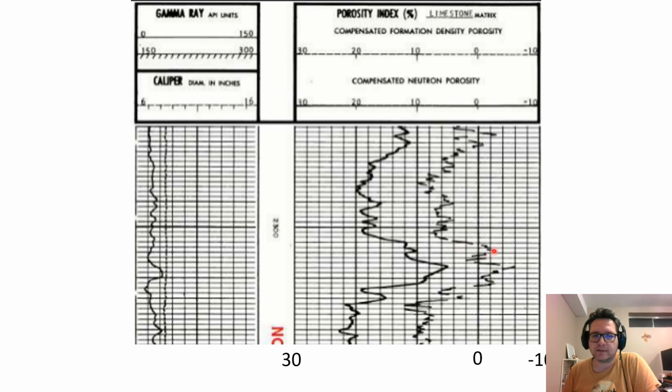So if we have a negative porosity, we just flip it and make it positive. And then for the porosity that we use for the calculation of the formation factor, we would do an average of density porosity and neutron porosity. Okay.